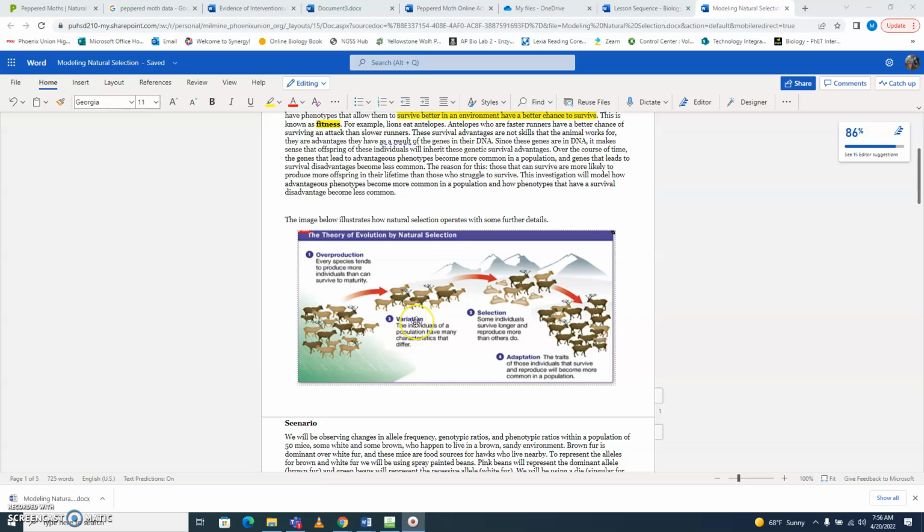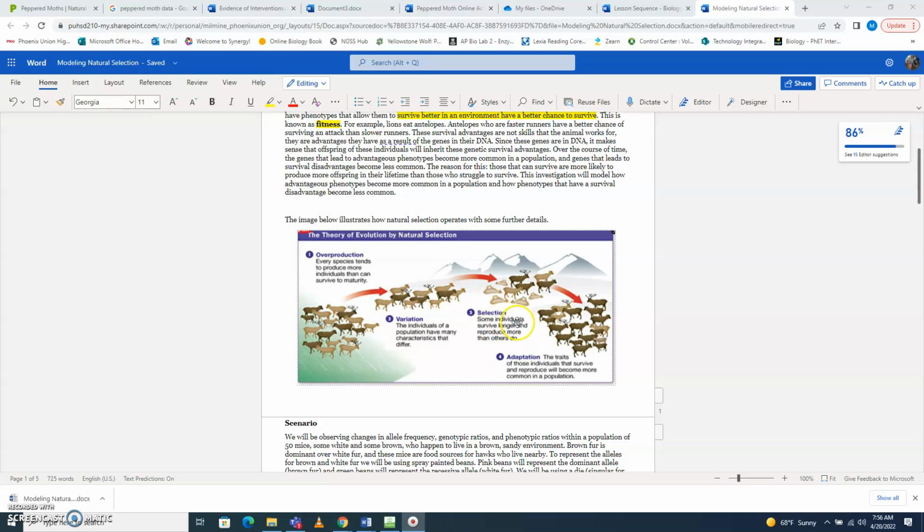Variation. The individuals of a population have many characteristics that differ. So here we see dark brown, light brown. Same trait, which is fur color, but the variation is different. Light and dark, two different types of color.